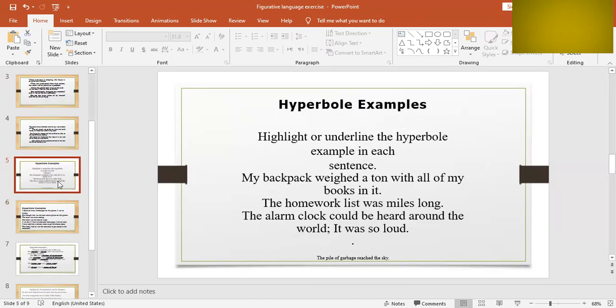The homework list was miles long. No homework is miles long. It is a type of metaphor too. The homework was miles. Homework is not measured by miles. However, it wants to say it was not easy to finish. It was very long. So it's a matter of exaggeration.